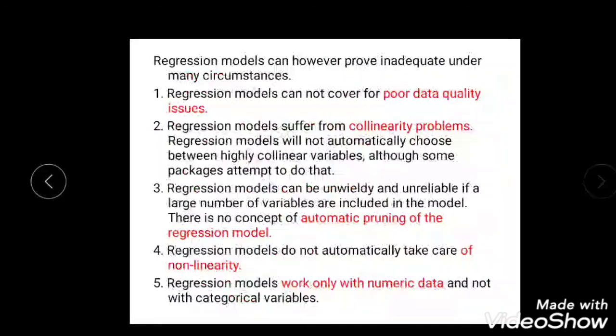Okay, so a regression model does not automatically take care of non-linearity. So as a user, we need to make sure how the model fits the given regression data. And a regression model works only with numerical data, not with categorical variables. We have different ways to deal with categorical variables through multiple variables like yes or no, and how we do it with the decision tree, right?